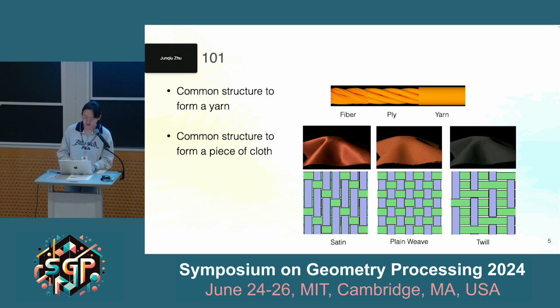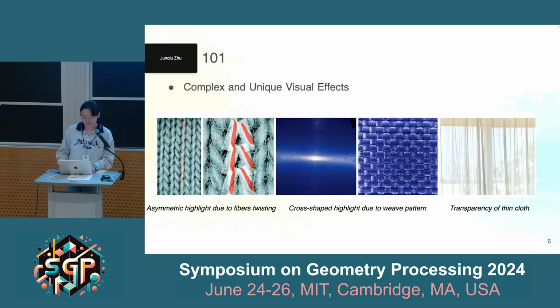For woven cloth, the layout of yarns is described by a weave pattern. Parallel threads called warp yarns are interlaced orthogonally by another group of parallel threads. We call them weft yarns. The weave pattern can be represented by a two-dimensional binary matrix, which defines for each crossing point whether the warp or the weft is visible from above.